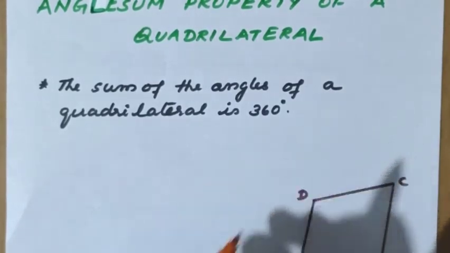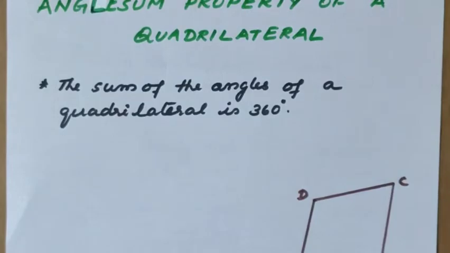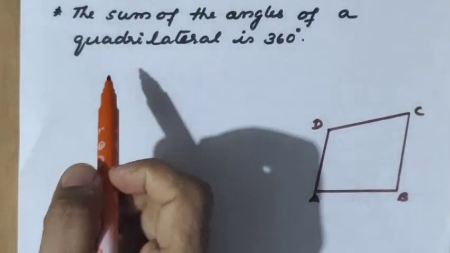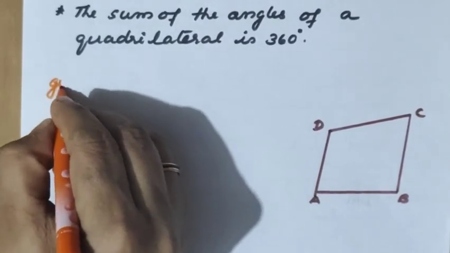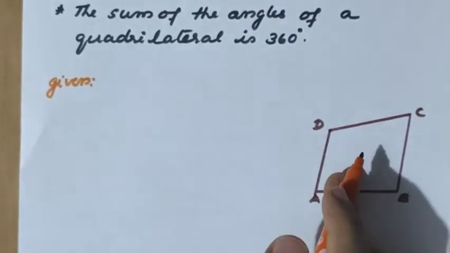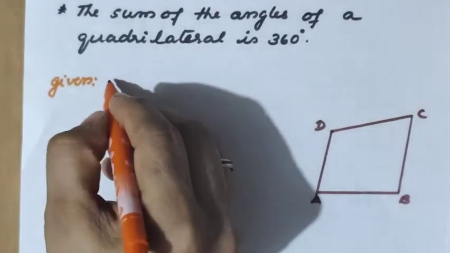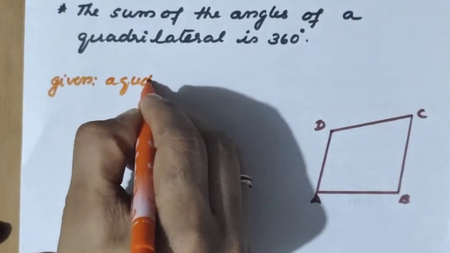So we have to follow all the geometrical steps. We already told the statement. Now we have to prove it. So we are writing what is given in the question. What is given? A quadrilateral is given. So a quadrilateral ABCD is given.